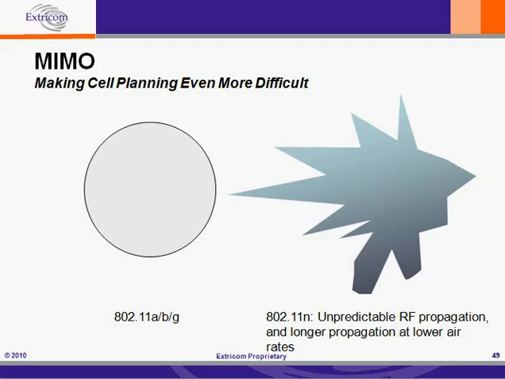So 802.11n actually gives two cell planning challenges. The first is the need to simultaneously deploy the 5 GHz and 2.4 GHz bands. The other challenge is the unpredictable cell shape caused by MIMO.